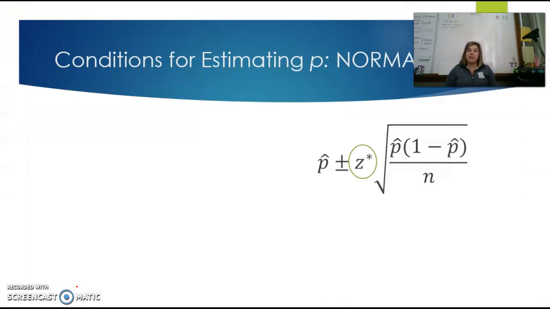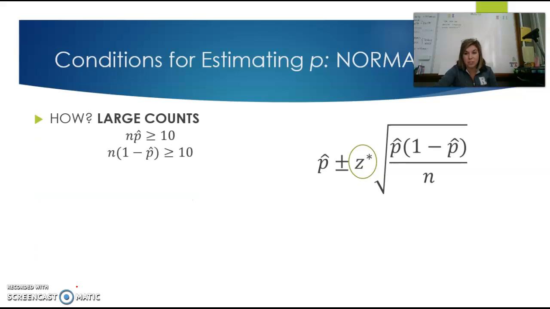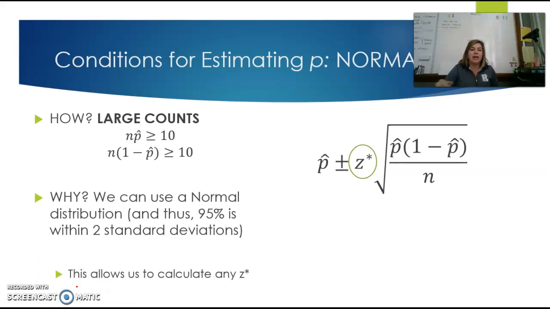We need our sample to be a normal distribution, and that allows us to use this z-score and to calculate and use the critical values. For proportions, we do this using the large counts condition, which we just got done talking about. Like I said, we need this so that we can calculate whatever the critical value will be. If we don't have a normal distribution, we can't use these critical values. And that's how we make confidence intervals.